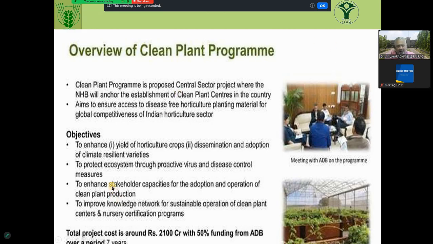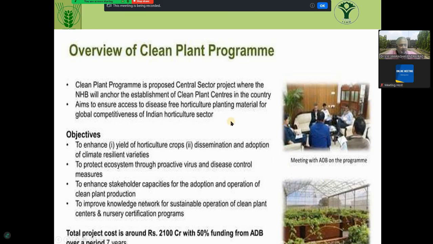So here, the stakeholder capacities of adoption are also going to be enhanced, and especially in the National Horticulture Board, the task here is to meet the various nurserymen, network them with the ICAR institutes, get the best of the varieties, maybe Arka Samrat, Arka Kiran Guava, or whatever it is, true to type. So it is about 2,100 crores with 50% funding coming from the Asian Development Bank for a period of 7 years. This is the whole Clean Plant program.